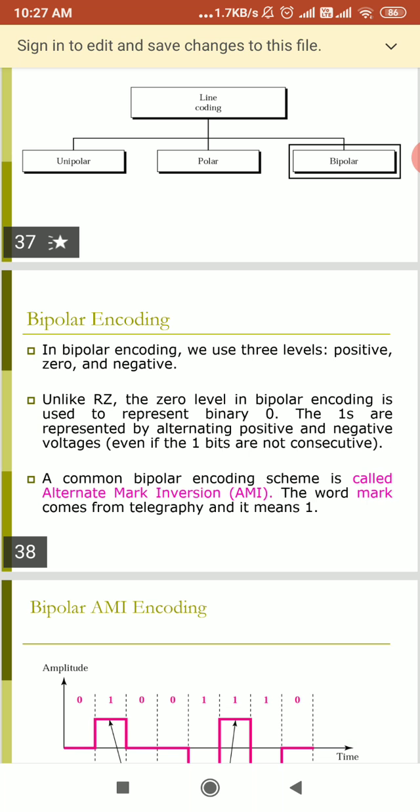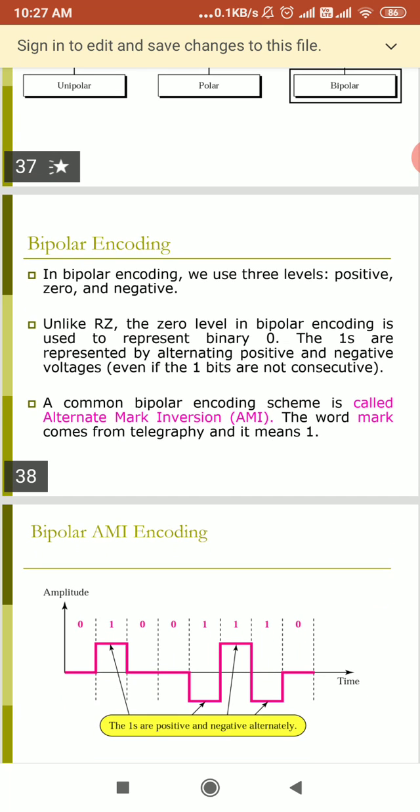These are nothing but 0 and 1. So 1 we can represent as positive, and 0 will be transmitted by no pulse. It means 0. So here we can talk about bipolar encoding. In bipolar encoding, we use 3 levels: 0, positive and negative. But unlike return to 0, the 0 level in bipolar is used to represent binary 0, and the 1 level we can represent by alternating positive or alternating negative.